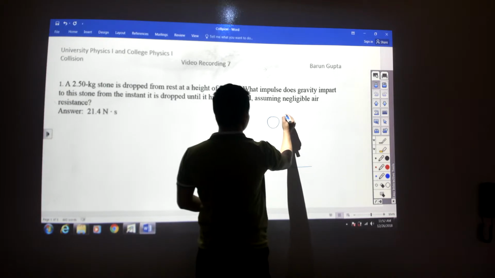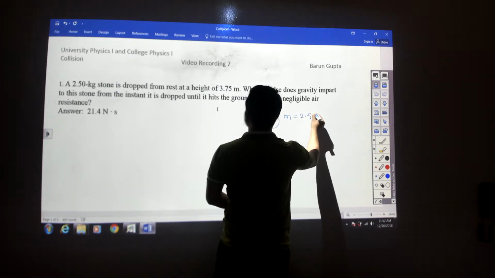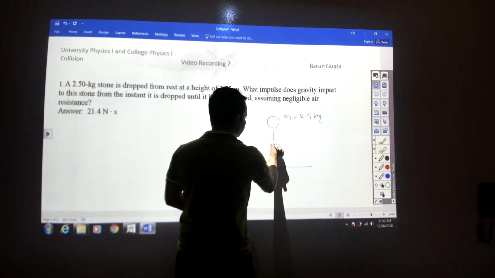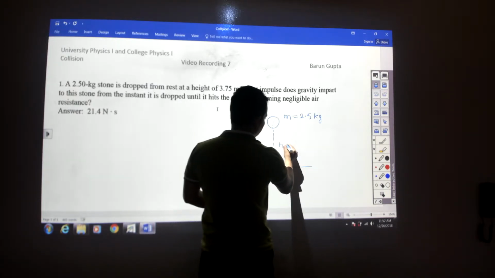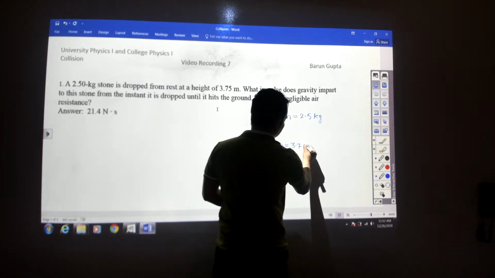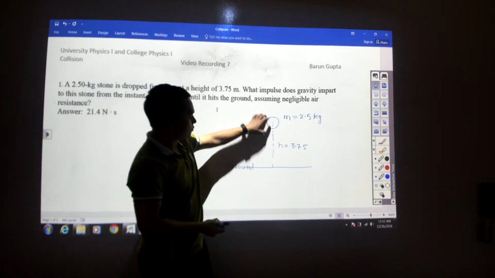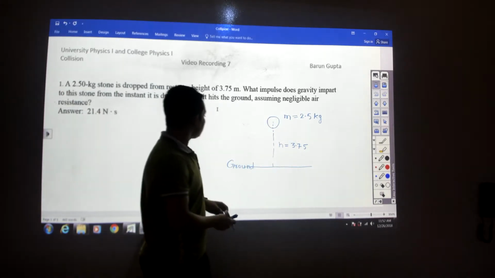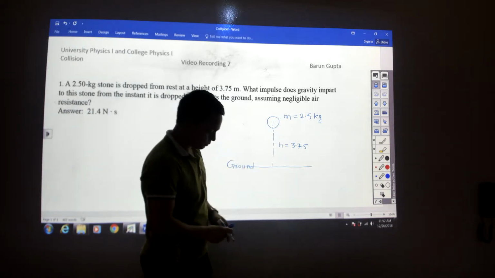The mass of this object is 2.5 kilogram, and this mass is at a height h, which is given as 3.75 meter. What you need to calculate now, if you let this mass drop, is the impulse it imparts to the ground.